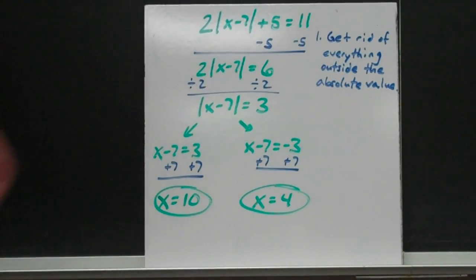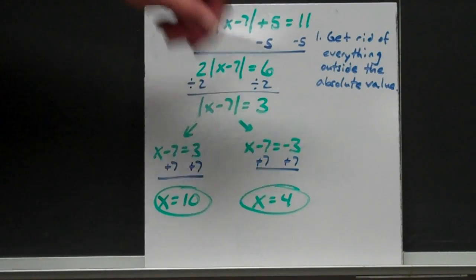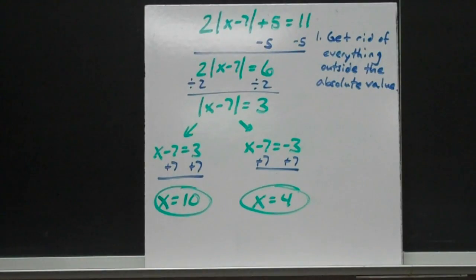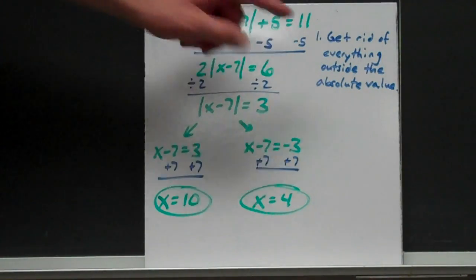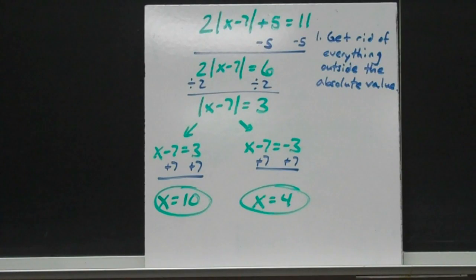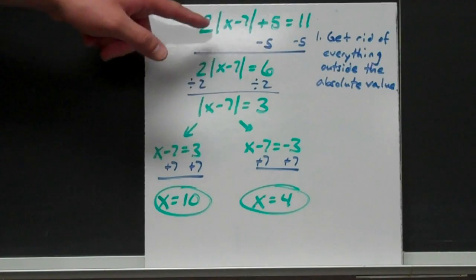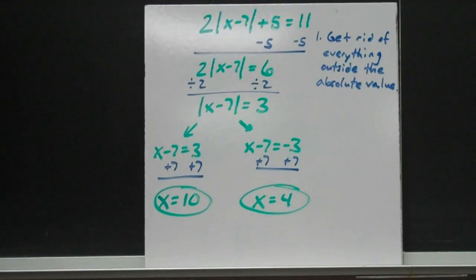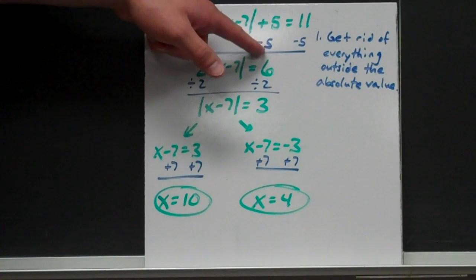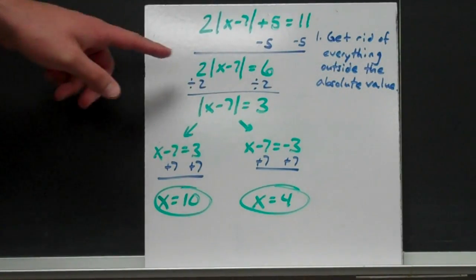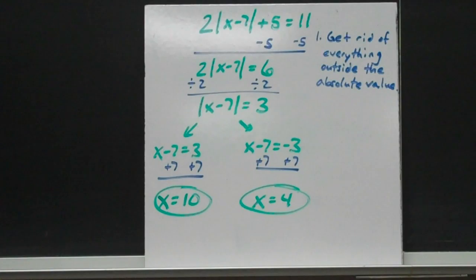Finally, you may be faced with a problem that looks like this one. 2 times the absolute value of x minus 7 plus 5 equals 11. The first thing that you want to do is get rid of everything outside the absolute value. So we need to get rid of the 2 and we need to get rid of the 5. Remember, when you're undoing things, you do it in reverse order. So normally we would do multiplication first and then addition. But if we're undoing it, we want to get rid of the addition first. So we're going to subtract 5 from each side. That leaves us with 2 times the absolute value of x minus 7 equals 6.